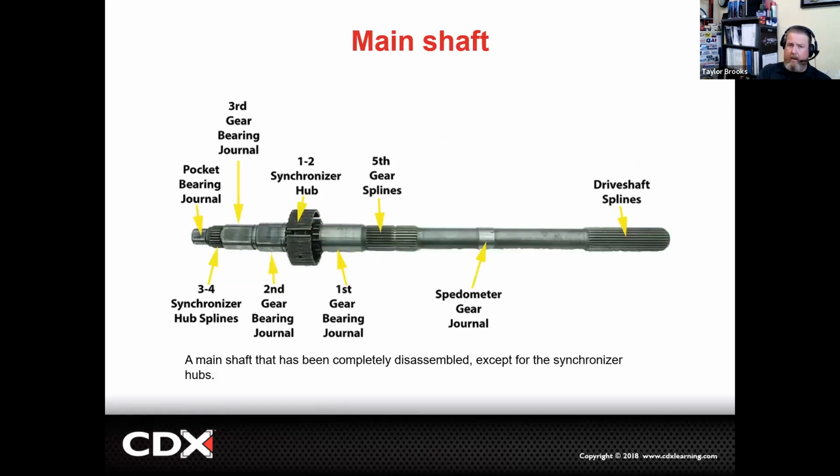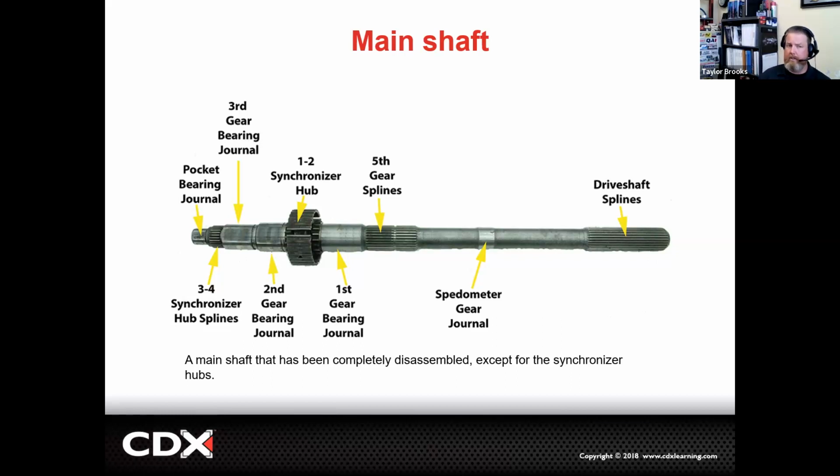So what we'll see here on this shaft that has everything removed is our main shaft / output shaft. In the very front there, we'll have our pocket bearing journal that will nestle inside of the input shaft. From there, we'll have the different synchronizer locking splines. So we'll see the third, fourth locking splines on the front there. That again will usually be held in with a snap ring as well as an interference fit.